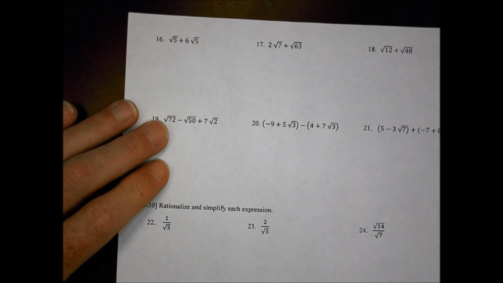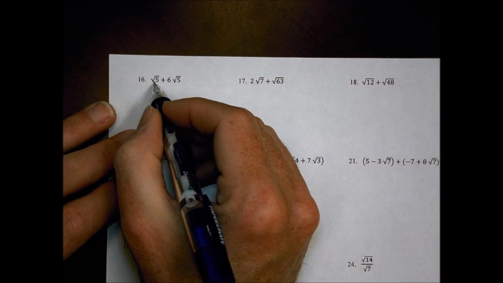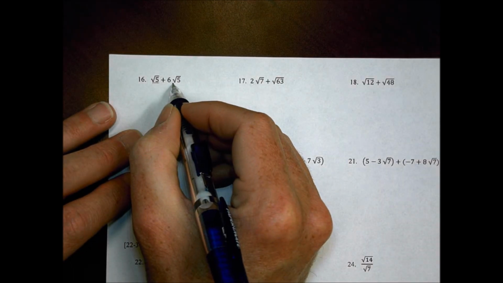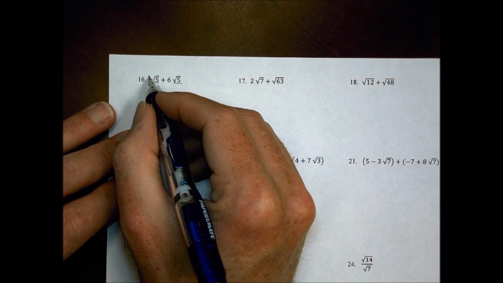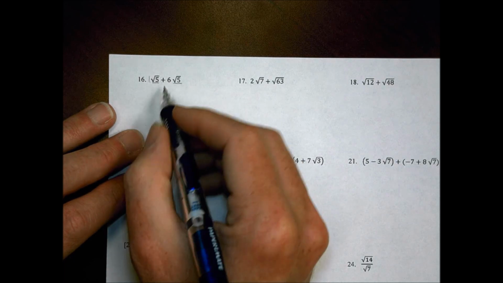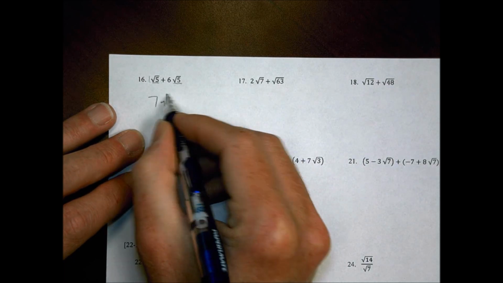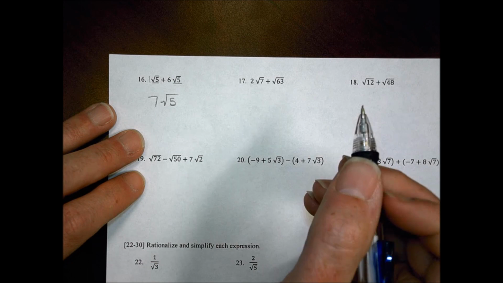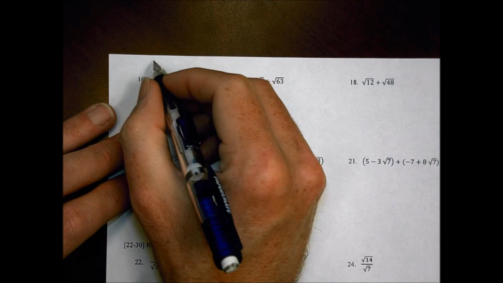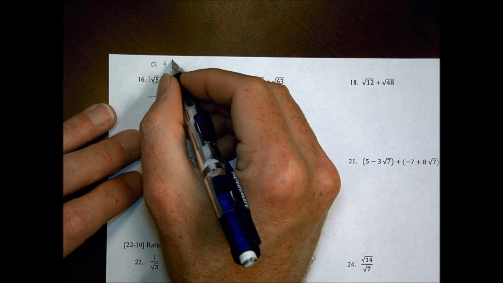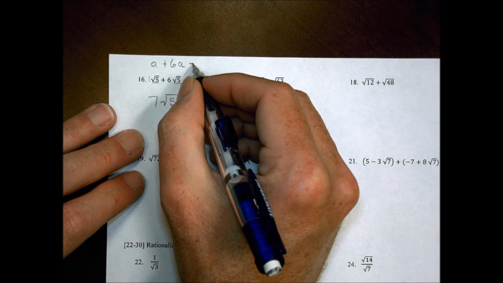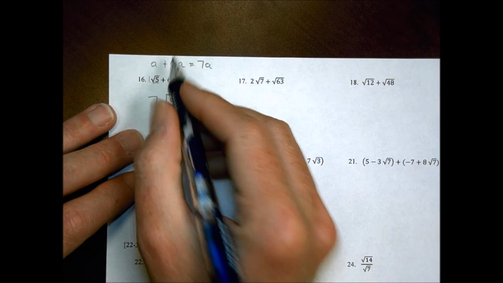So number 16. Here we have the same radicals, root 5. It's like having a 1 in front. So 1 plus 6 is 7, and the root 5 stays the same. This would be the equivalent of saying I had a plus 6a. That equals what? 7a.